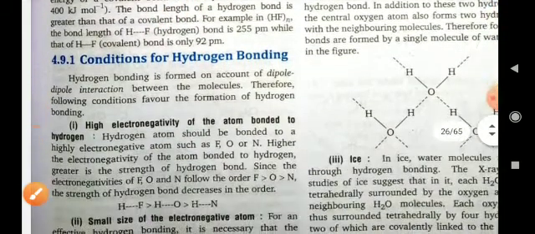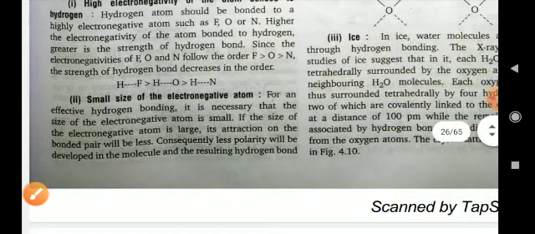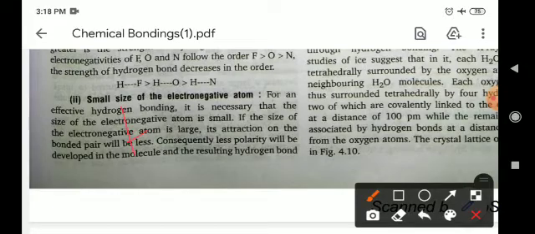So conditions for hydrogen bonding: first, high electronegativity of the atom bonded to hydrogen. So for hydrogen bonding, the element should be highly electronegative. That's why hydrogen forms hydrogen bonds with fluorine, nitrogen and oxygen. Second, small size of the electronegative atom. The element which forms a hydrogen bond should be small, and in that condition the hydrogen bonding will be more effective. For example, in case of HF, hydrogen and fluorine, fluorine is very small in size.